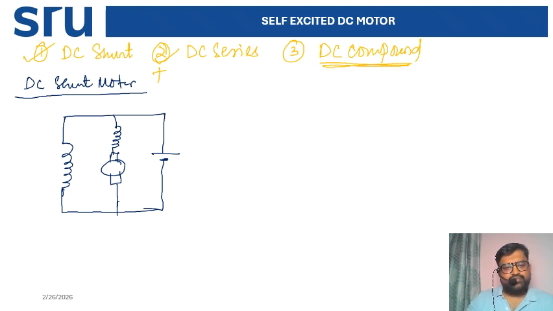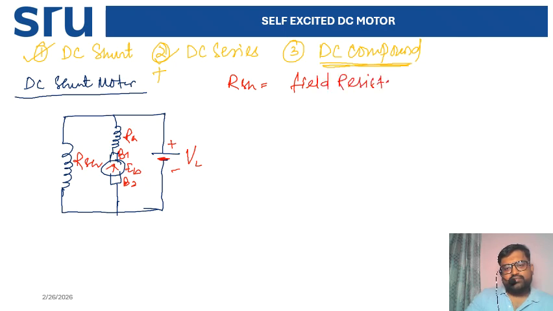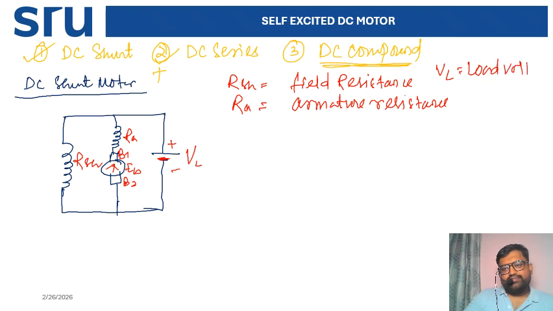Now, suppose here I have written VL, plus and minus. This is your armature resistance, this is your back EMF, this is your V1 and V2, and here this is your field RSH. We can write that RSH equals your field resistance, RA equals your armature resistance, VL equals your load voltage, EB is your back EMF, and V1, V2 are the terminals.